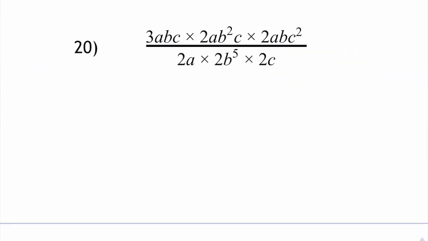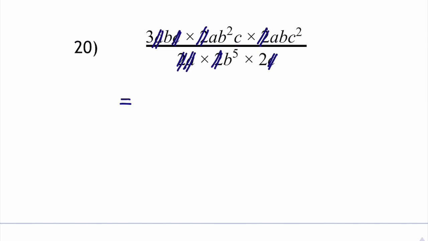Looking at this last question, let's do it in a couple of steps. So the first thing is we'll deal with the numbers. So we've got 2 here, which will cancel with this 2. And we've got that 2 that we can cancel with that 2. And I've got that a here, I can cancel with that a. And let's do that c, which I can cancel with that c.